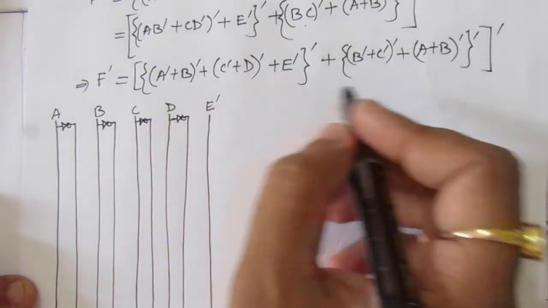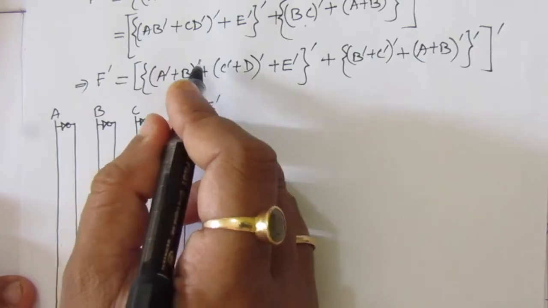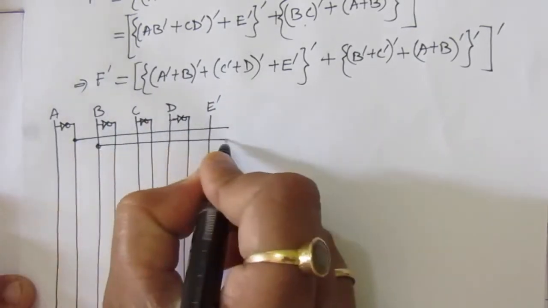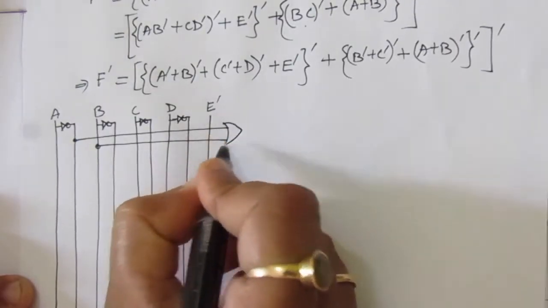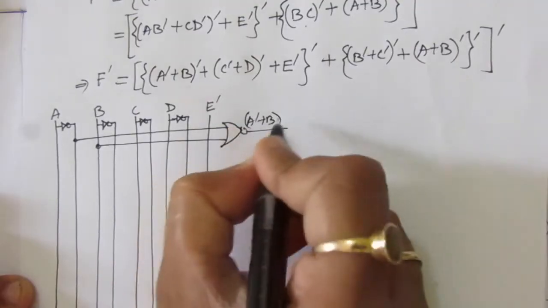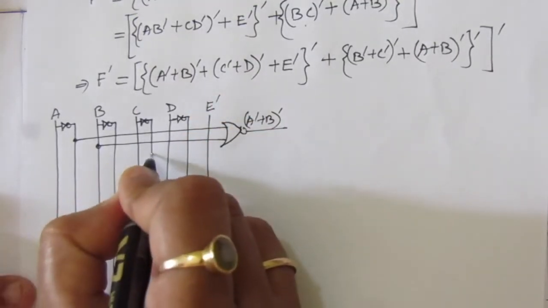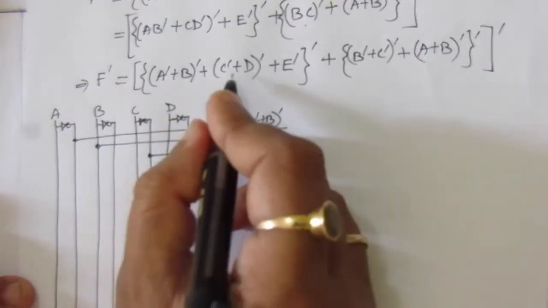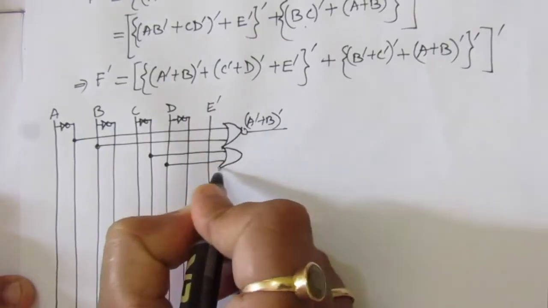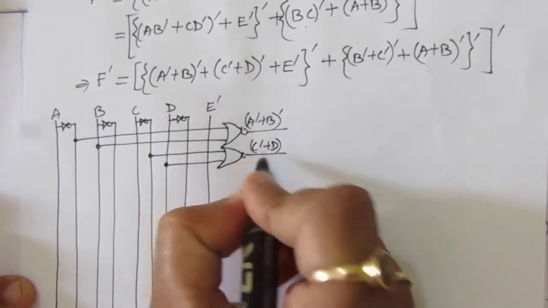Now what we have to realize is this function. So what we can do: A bar plus B whole bar. This is A bar plus B whole bar. That means we have to use a NOR gate and we'll get A bar plus B whole bar here. Then we have C bar plus D whole bar. C bar is this one, plus D, D is this. We'll use a NOR gate and we'll get C bar plus D whole bar.